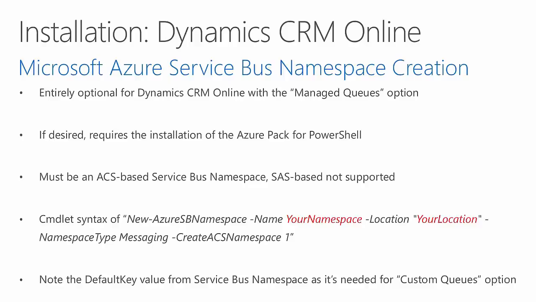To create an ACS-based Service Bus namespace, the New-AzureSBNamespace cmdlet must be used with the proper parameters as seen in this slide. Once created, the default key value should be noted as it's going to be needed further into the configuration.